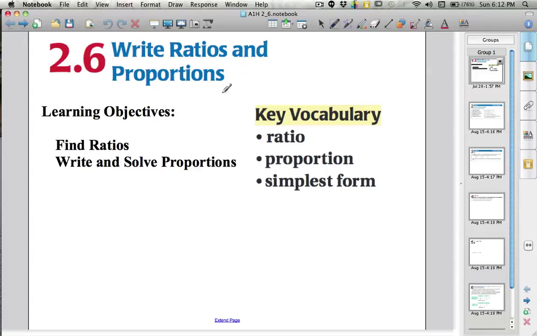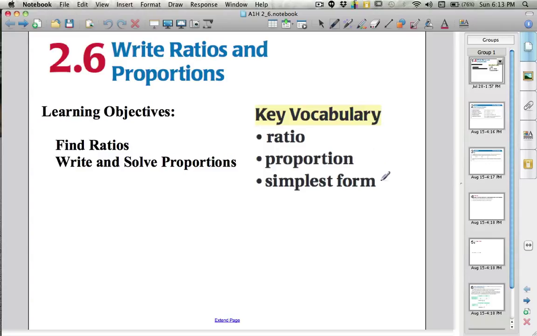In section 2.6, we're going to write ratios and proportions. Key vocabulary: you're going to need a ratio. If you remember our definition of a rational number, it's a ratio of two integers. So inherently a ratio is a fraction. And a proportion involves two ratios that are equal to each other. So we use proportions in order to solve for unknown values.